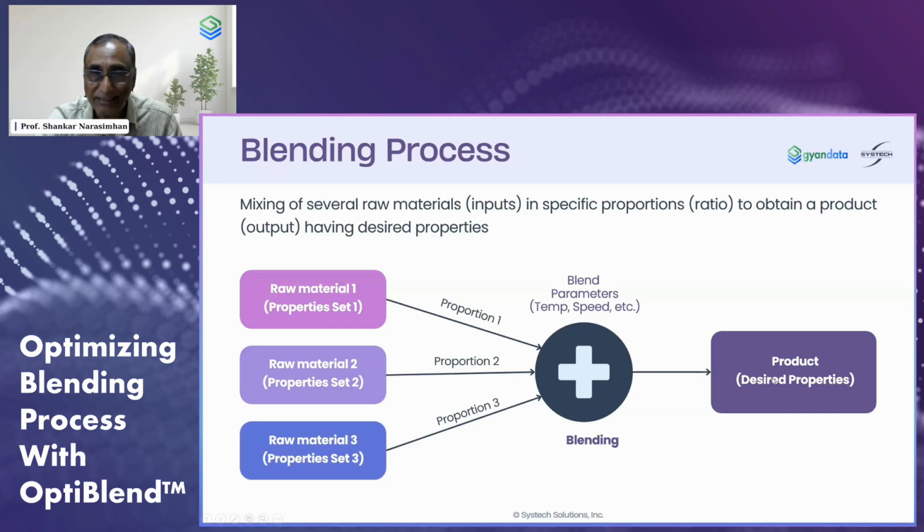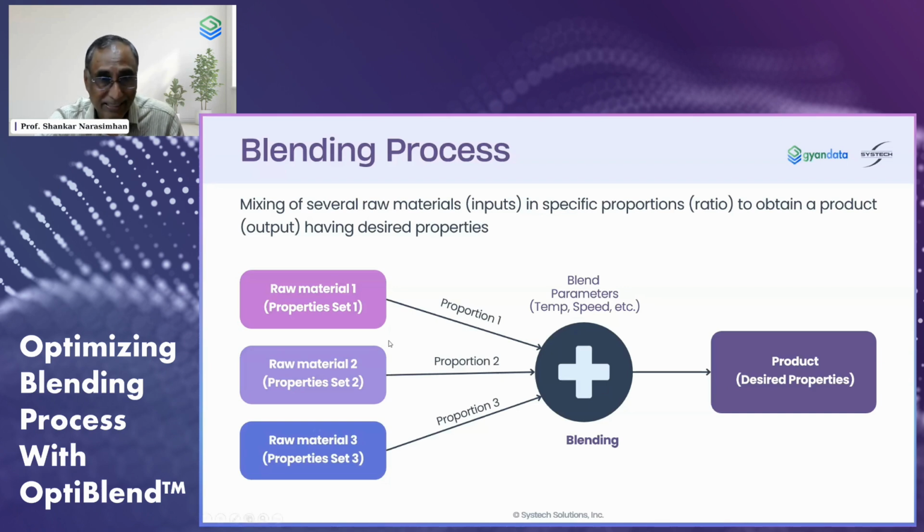In both these cases, whether the operation is continuous or a batch, you would like to produce a product of desired properties. And these properties themselves could be a variety of them. It could be, for example, in the case of powders, the stability, the flowability of the powder, or it could be the solubility of the powder in different solvents. Or in the case of liquids, it could be the viscosity of it and the stability of it, and so on and so forth.